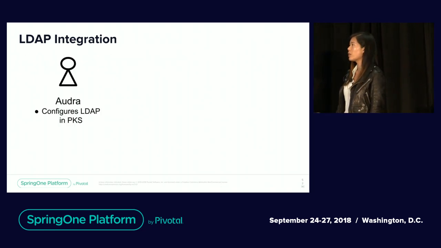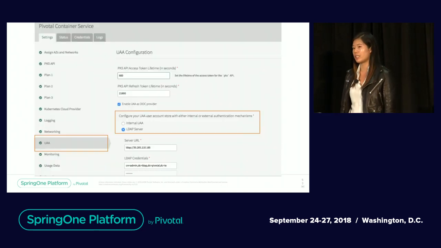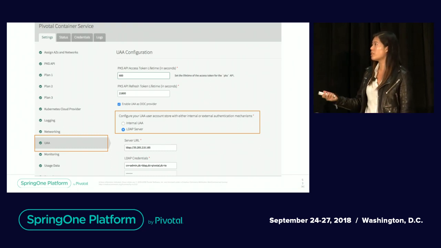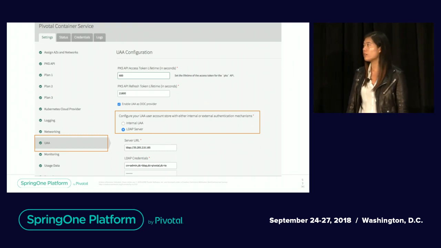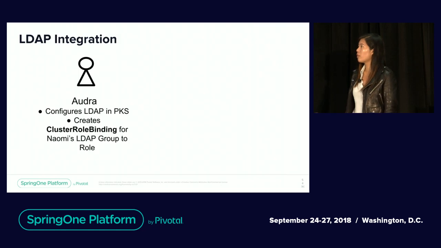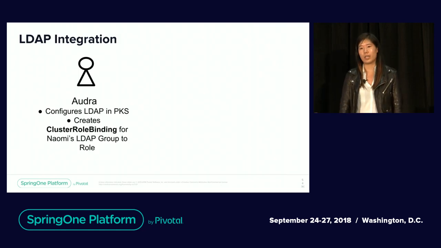Well, we start with Audra, who configures LDAP in PKS. You can find this under the UAA section of the PKS tile, where you choose to configure your UAA user account as an LDAP server. It can then provide information about an existing LDAP server. From there, Audra would deploy the PKS tile.